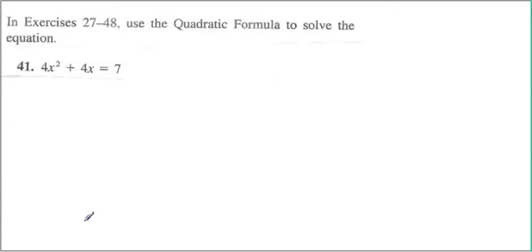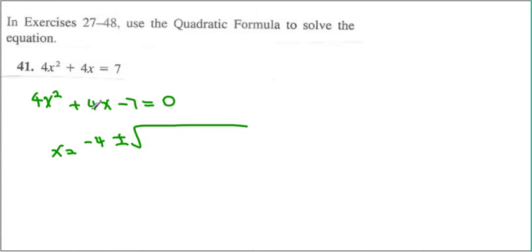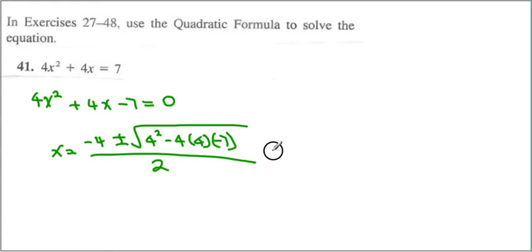Alright, let's look at number 41 here. They want us to use the quadratic formula. Then we can subtract 7 from both sides, so we end up getting 4x squared plus 4x minus 7 equals 0. Now, here we go. x equals negative 4, the negation of b, plus or minus the square root of b squared, which is 4 squared, minus 4 times a, which is 4, times c, which is negative 7, all over 2.